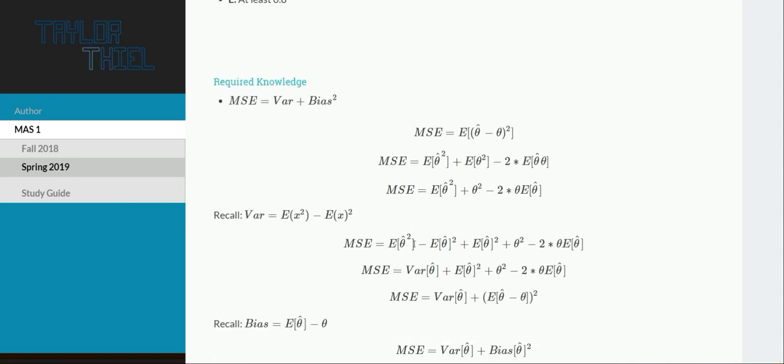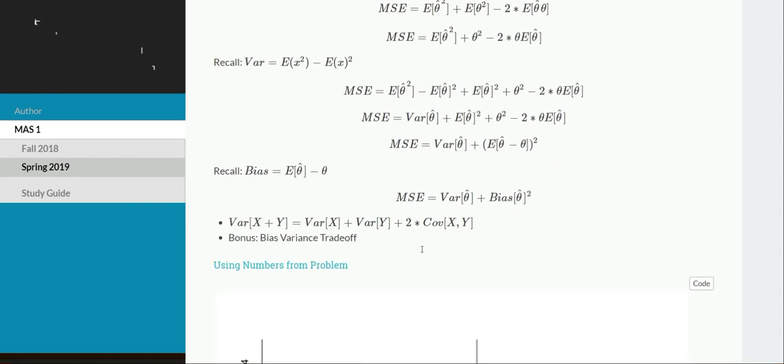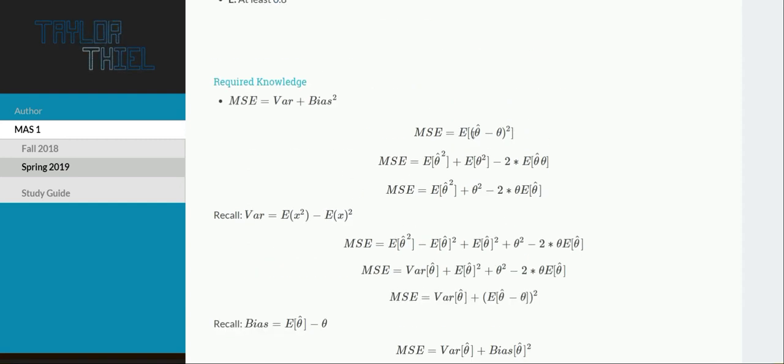I just wanted to walk through this so you know where that's coming from, but really you just need to have this memorized in terms of what you need to know for the exam. So definitely have this equation memorized, along with what variance is, what bias is, as well as the initial definition of mean squared error, although that should be easy enough since it's within the name itself.